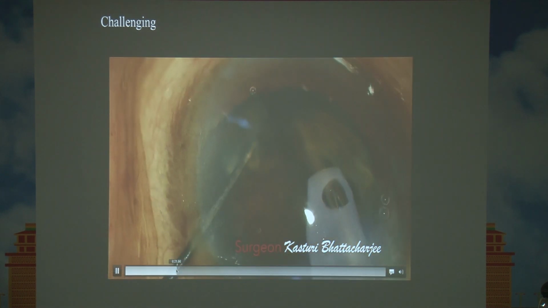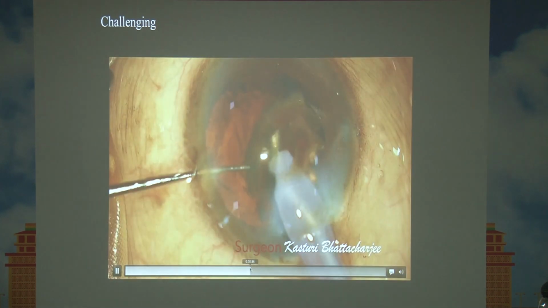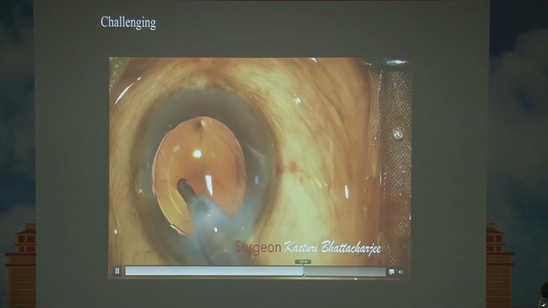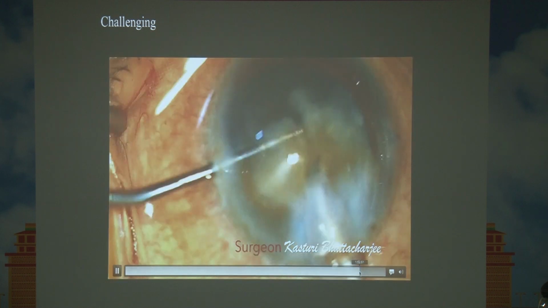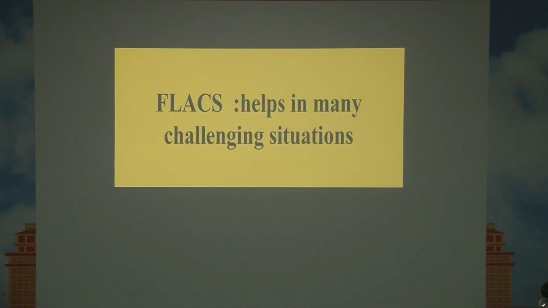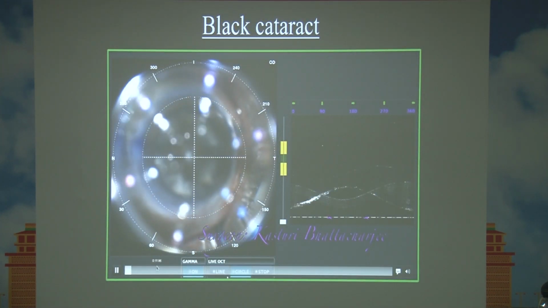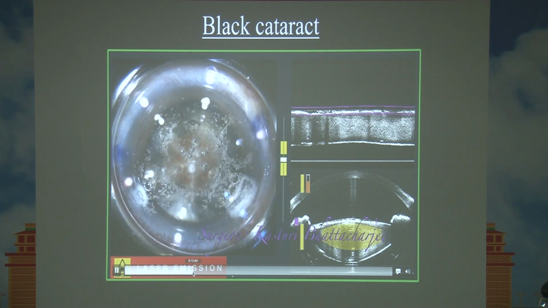It is not that it is not possible to do, but what happens in a very dense cataract, sometimes we end up using too much energy. There can be changes in the endothelium. The next day you may not have a very clear cornea, and many times we find that flex helps in such situations, where one of the most important indications of flex, I feel, is especially in denser cataract.